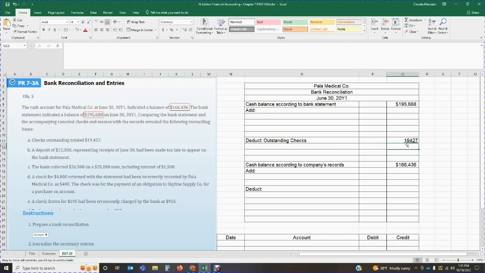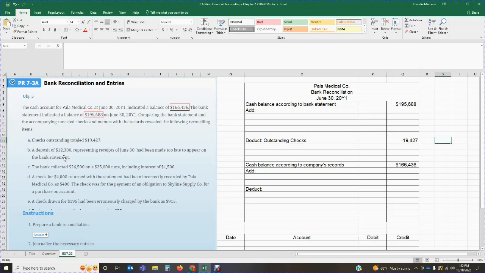Okay. And we know it's a deduct because we need to subtract. Deduct means we're going to subtract that. So maybe we want to enter this as a negative, that way we can see that number needs to be deducted. Outstanding checks, we're going to deduct. That way we can see it clear. That's the first one, so we've taken care of A.